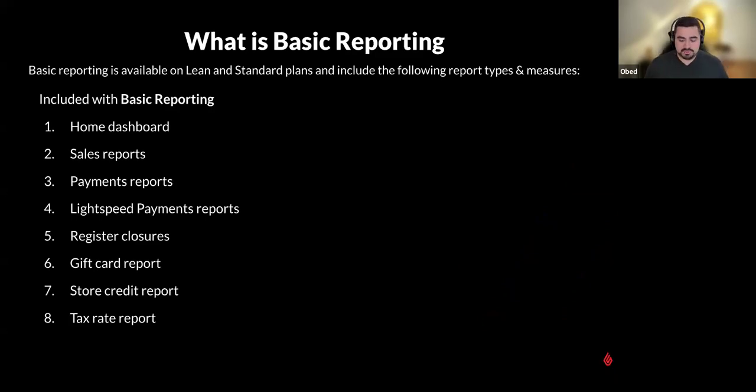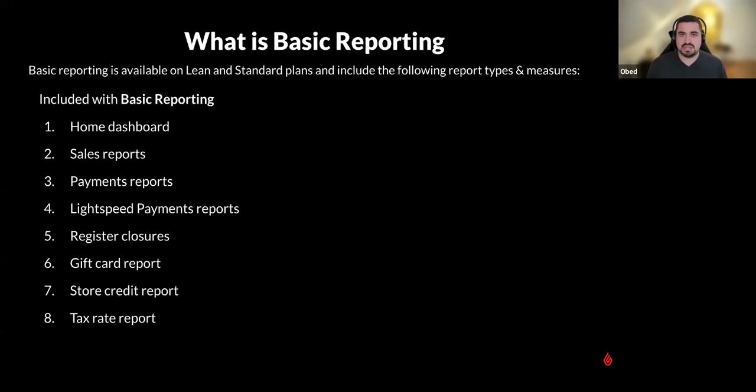So to start with, if we want to go over basic reporting and what's included in basic reporting, first of all, basic reporting is available on every plan, and automatically on the lean and standard plans, you will have basic reporting, and that will include the following report types and measures. So with basic reporting, you will have access to the home dashboard, the sales reports, the payment reports, and the Lightspeed payment reports.